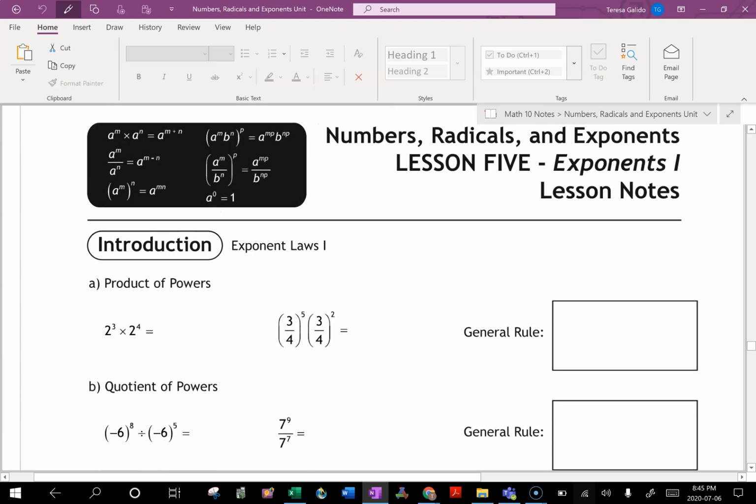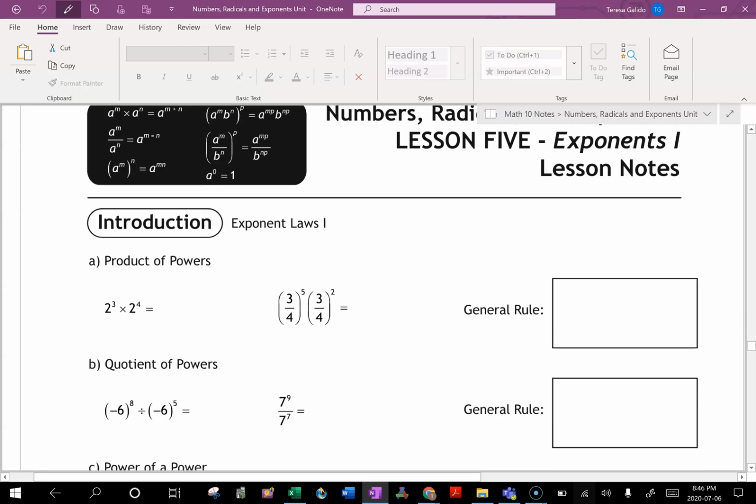So our next lesson is lesson 5 on exponents part 1. There will be another, exponents part 2, which is probably putting it all together and doing complex examples using exponent laws. So we're going to be talking about exponent laws part 1 here. We're going to get started with product of powers.